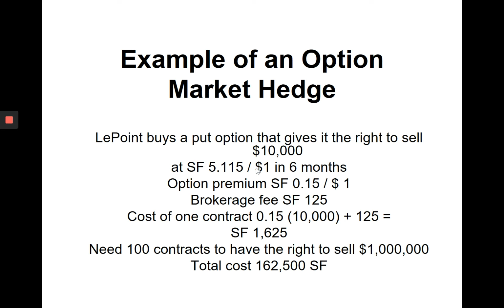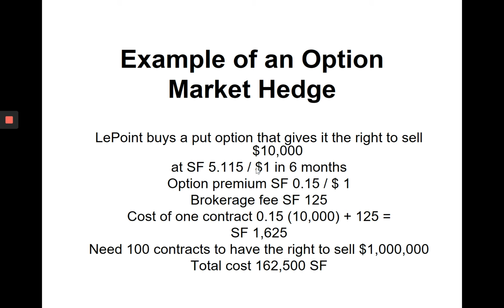Back to example of an option market hedge. We are working exactly with the same example that we did our forward contract and our money market hedge. We have this company LePointe, and it has $1 million coming to it from the US 6 months from now. LePointe wants to hedge this by purchasing options.